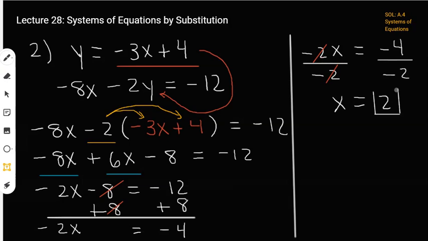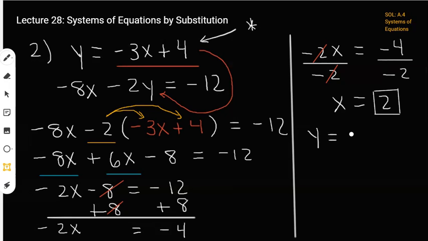Now, whenever you have an x value, you're always going to also have a y value. So we need to figure out what the y value is. But that's pretty simple to do. All you got to do is take the number that you just found and plug it back into one of these equations. You can use the top equation or the bottom equation. It actually doesn't matter which one you choose. I usually just pick the easiest one, and that's going to be the top equation right here. I'm going to plug it back into that.